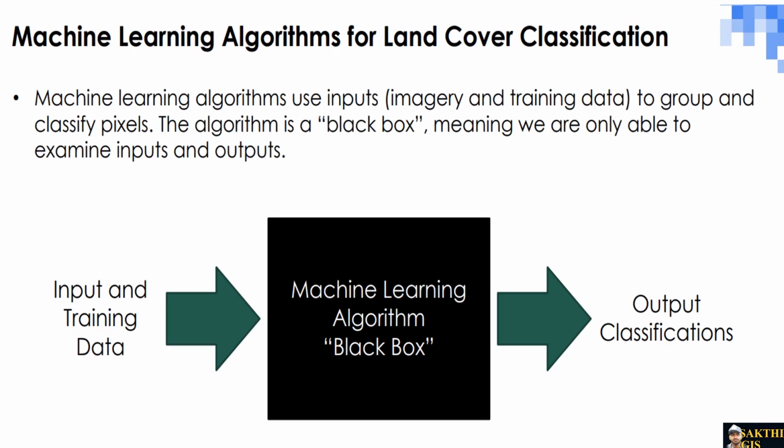Then one more important advantage of machine learning techniques is that they automatically learn the patterns and relationships in the spatial data. So this is the main advantage of machine learning algorithms.